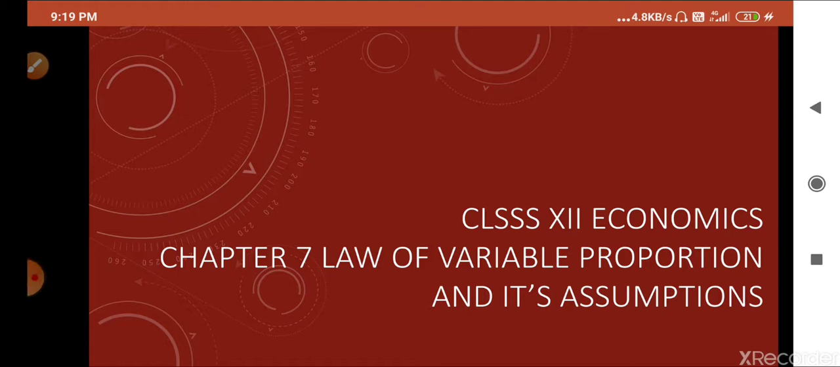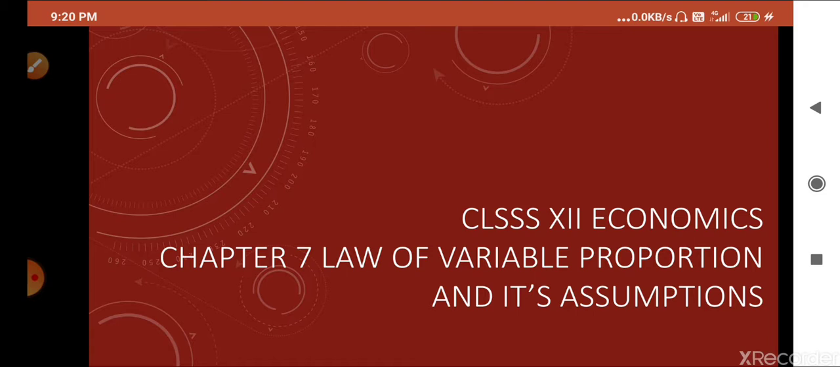Today we are going to discuss the law of variable proportion and its assumptions. So students, from an exam point of view, this question is important. It is a 3 mark question, so you can prepare this question definitely, as it is frequently asked in the board examination.